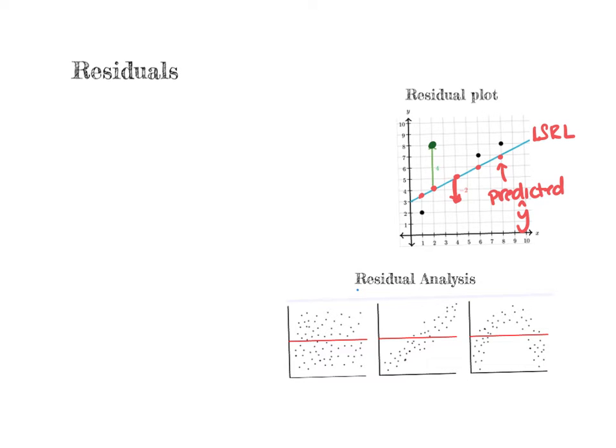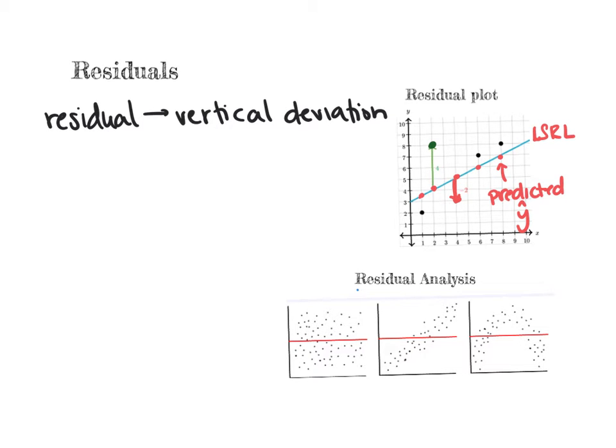A residual itself is just the vertical deviation from the least squares regression line. So this is the vertical deviation. Remember, deviation is how far away from the mean you are. So how far away at this point from the mean? We're looking at that vertical deviation from the least squares regression line.